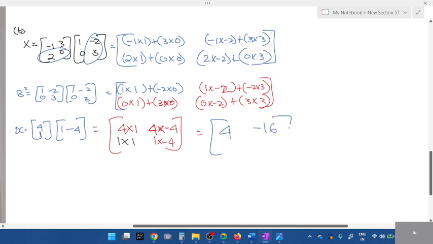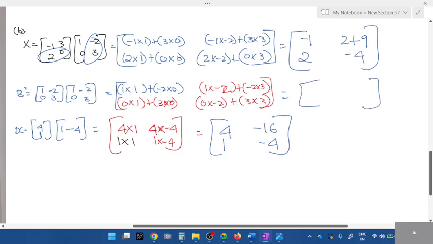Four minus 16, 1 minus 4. So here you get minus 1. 3 into 0 is 0. 2 ones are 2. 2 plus 3 threes are 9. Then 2 ones are 2. 2 into minus 2 is minus 4. And 0 just ignore. Next.